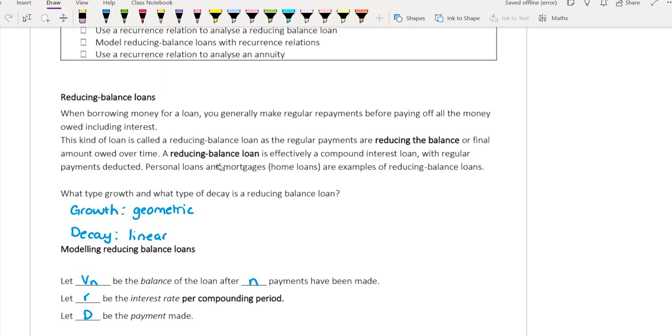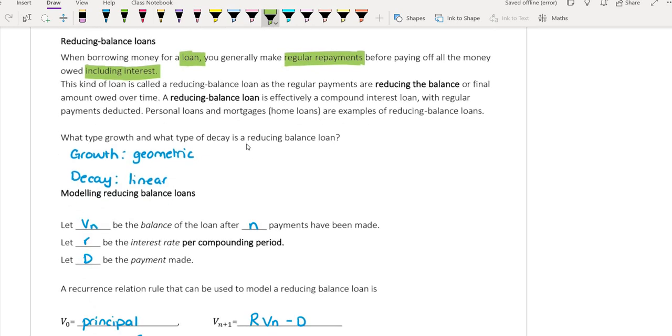Alright, this lesson we're looking at reducing balance loans. So reducing balance loans, when you borrow some money, so you have a loan, and then you make regular repayments to pay off the loan, but the loan also has some interest. So the loan keeps growing and you'll keep making payments and hoping to pay off your loan.